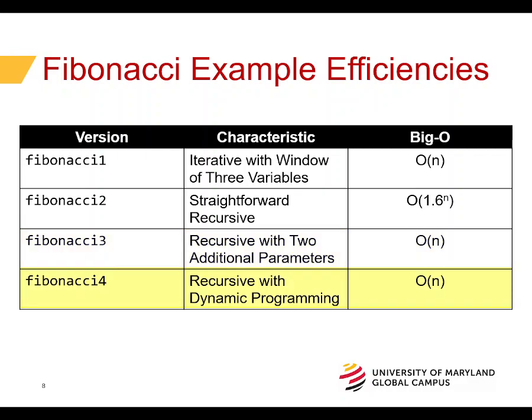The fourth version, Fibonacci 4, uses a technique called dynamic programming. It looks very similar to the first recursive method, except it saves the values in an array list as it computes them. This saving of values is often referred to as memoization. Before attempting to compute one, it checks whether it is in the array list. If it is, it just retrieves it. Because values are only computed once, it executes in a linear fashion.